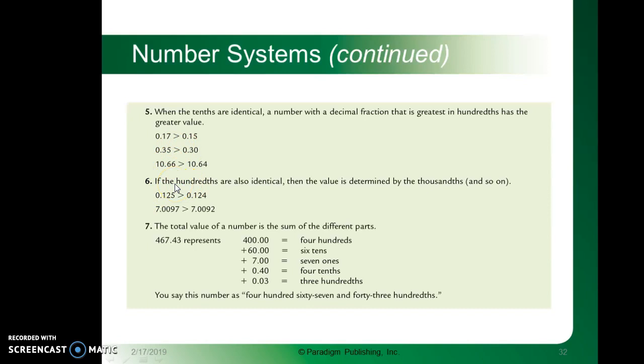If the hundredths are identical, then the value is determined by the thousandths and so on. So you continue down the line. So 1 and 1 is the same, 2 and 2 is the same, so 5 and 4, 5 is greater, so that's the greater value.